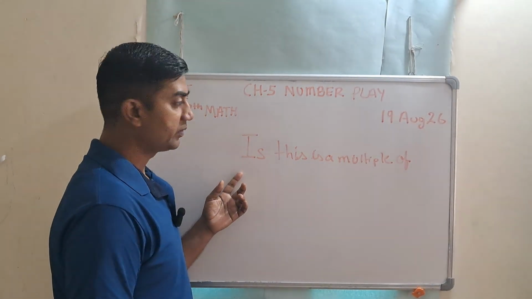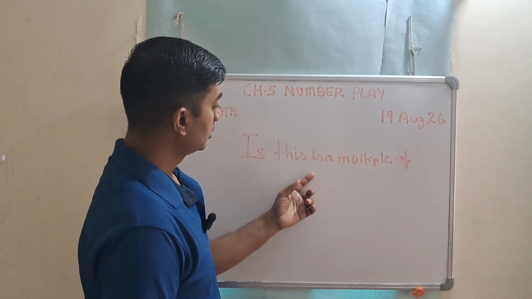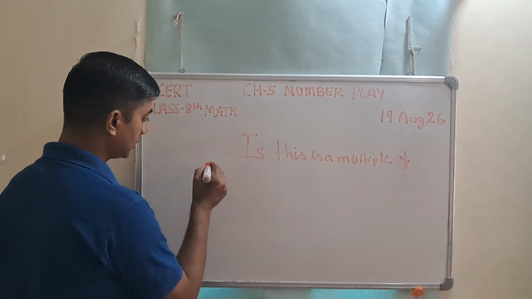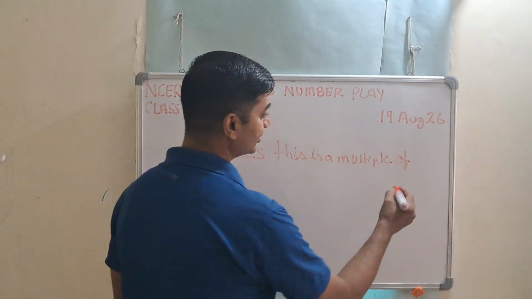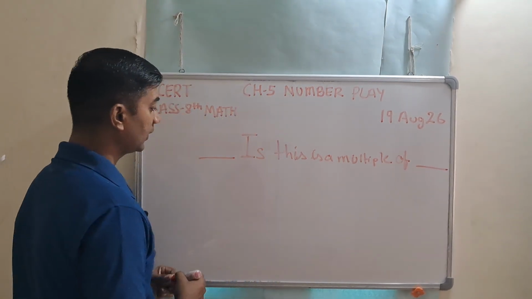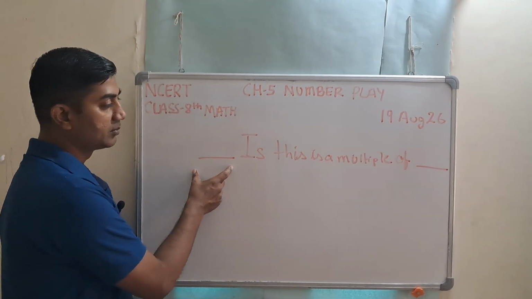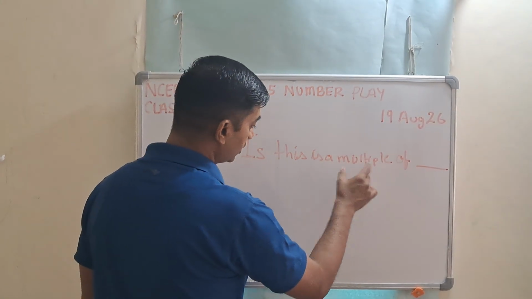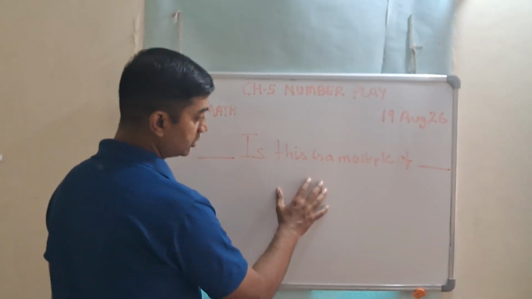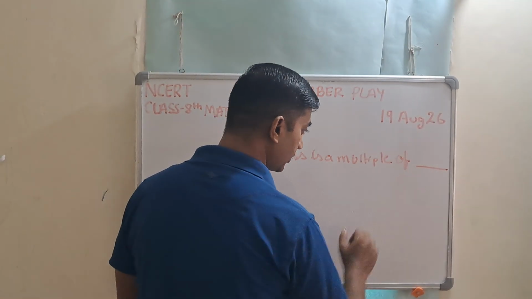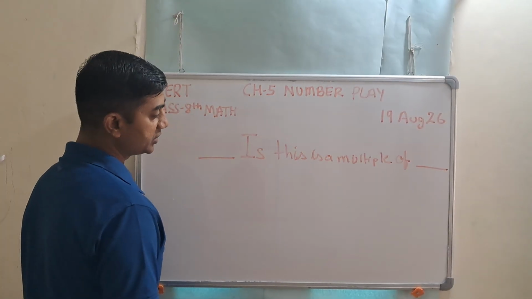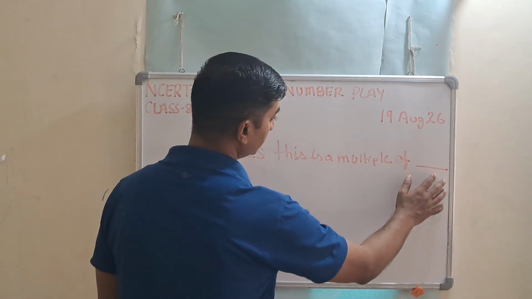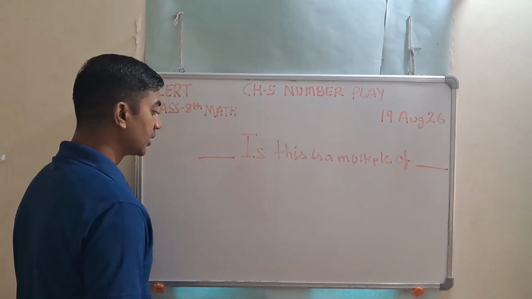Your 5.1 topic is "Is this a multiple of," and both are left blank. It means, what this statement says is that there is some number given, and you have been asked to find out whether this particular number is a multiple of some other number, which will also be given to you. You have to just confirm whether this number is a multiple of that number or not. Understood?